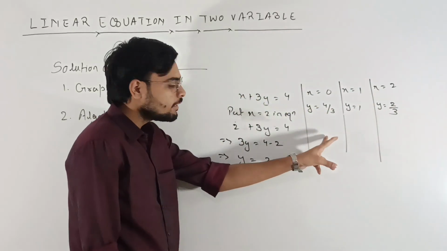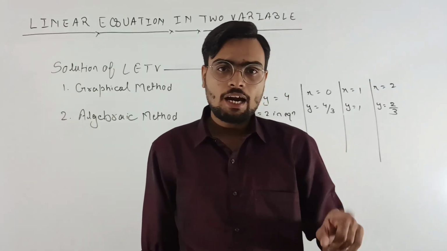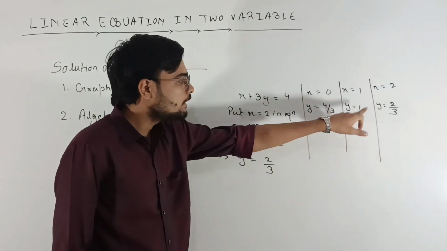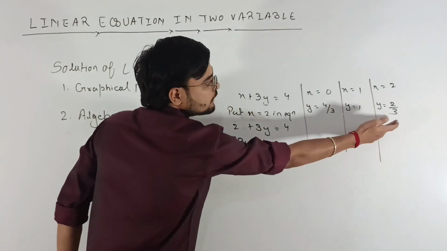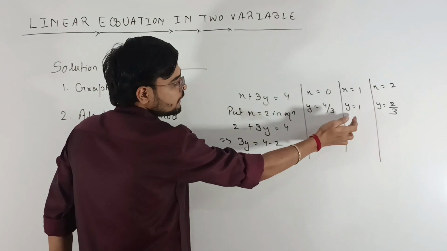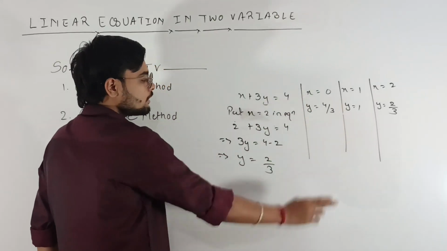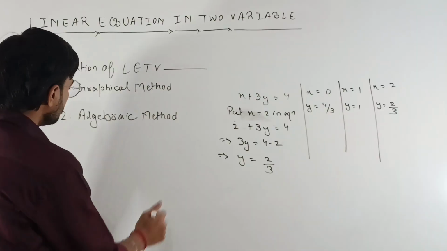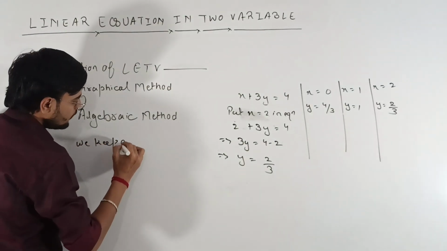Now what do we get? We get that if we put the value of x, we get the value of y, and the value of y is different from the previous one. Look, when x is equal to 2, y is equal to 2 upon 3. This is different from previous one. When x is 1, y is 1, and this y is different from previous one. Previous value is 4 upon 3. Okay. What we get? We keep changing the value of x.